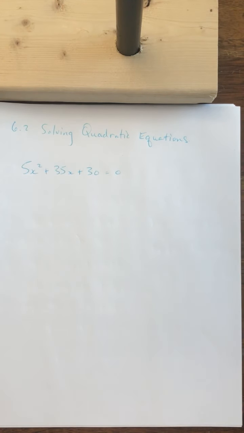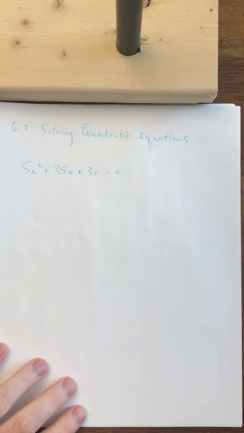Okay, 6.2, solving quadratic equations. Last day, we found minimum and maximum values by going from standard form to vertex form. Today, we're going to go back to our last unit and go into factored form. We're going to solve a question today using factored form.